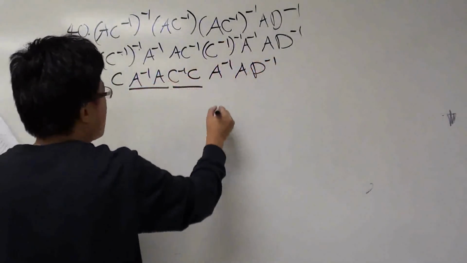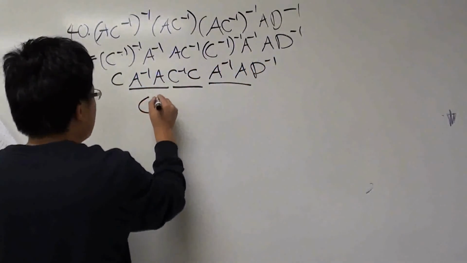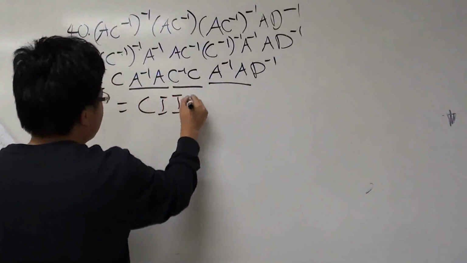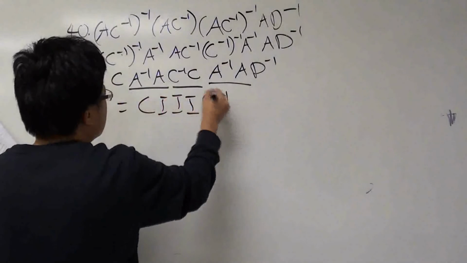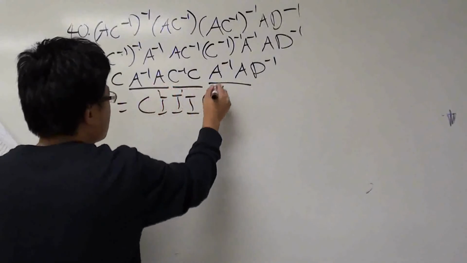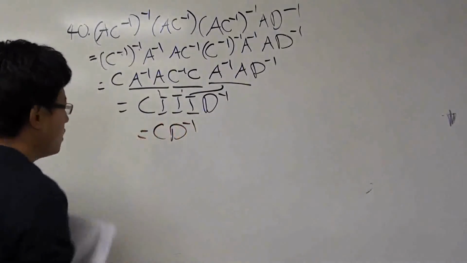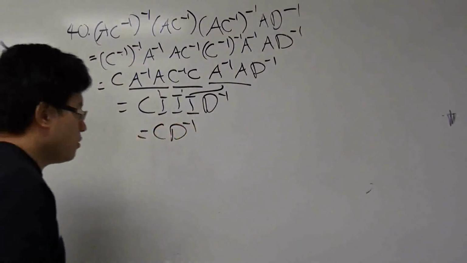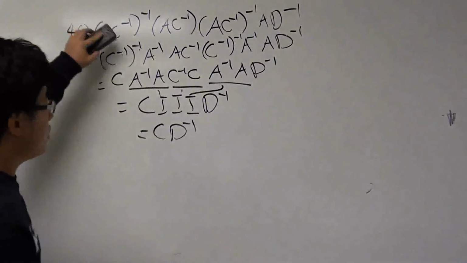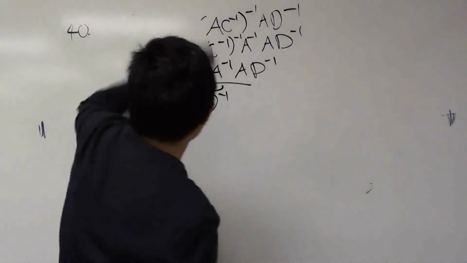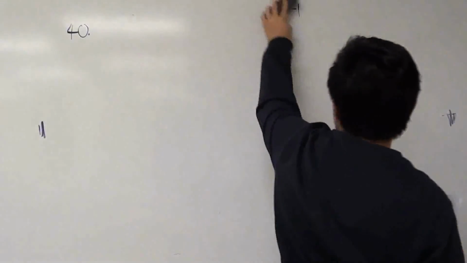This two cancels, this two cancels, this two cancels. I don't know if you have to write the identity. Maybe you should, just to show that it didn't just magically disappear, right? So that's going to be C. So pretty simple stuff. Hopefully you follow through. But yeah, just be careful. The order is important, right?